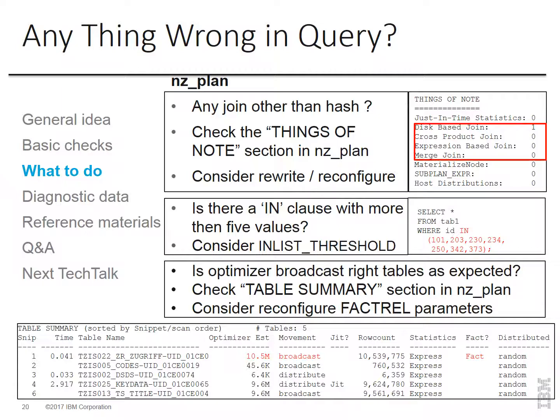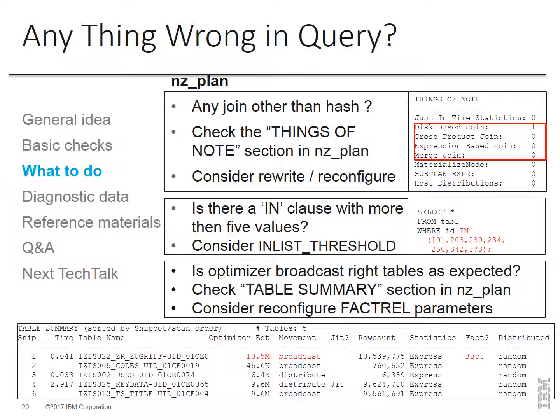You can use the inlist threshold optimizer parameter to influence the optimizer to use an OR expression internally rather than create a temporary table. With an OR expression, the FPGA can eliminate rows more efficiently.